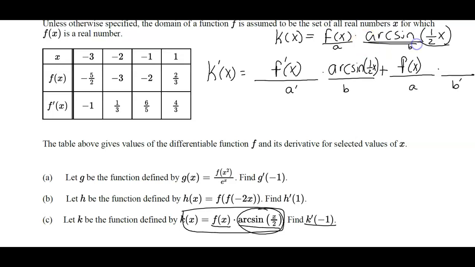the derivative of arc sine is a little strange. It is 1 over the square root of 1 minus something squared. And that something is whatever's inside the parentheses times the derivative of the inside. The derivative of the inside is 1/2. Okay, so there are our derivatives. Now we want to plug in -1.